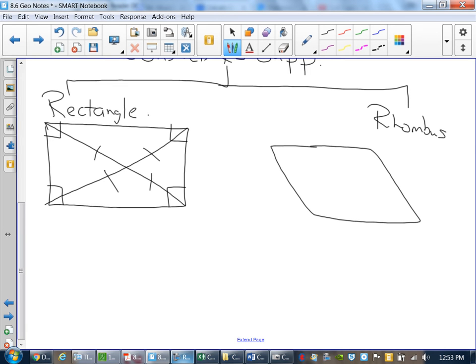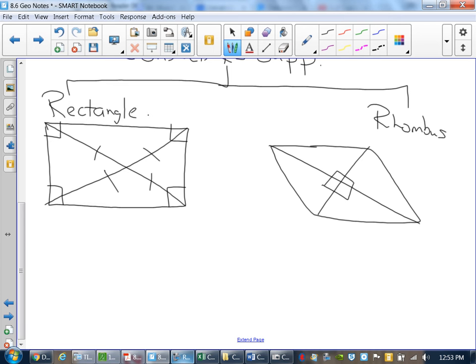What makes a rhombus a rhombus? Angles do. What do you got? The diagonals are perpendicular. Very good. Diagonals of a rhombus always form right angles.